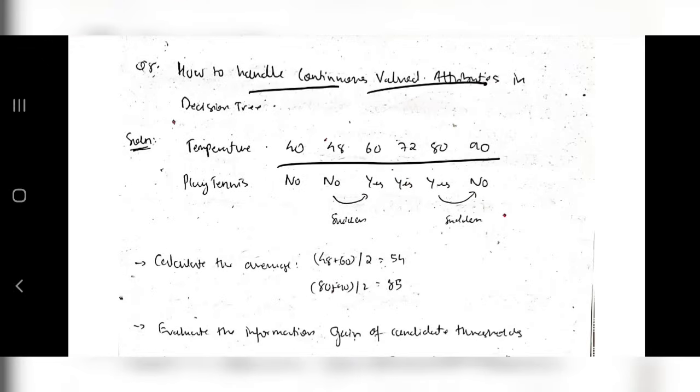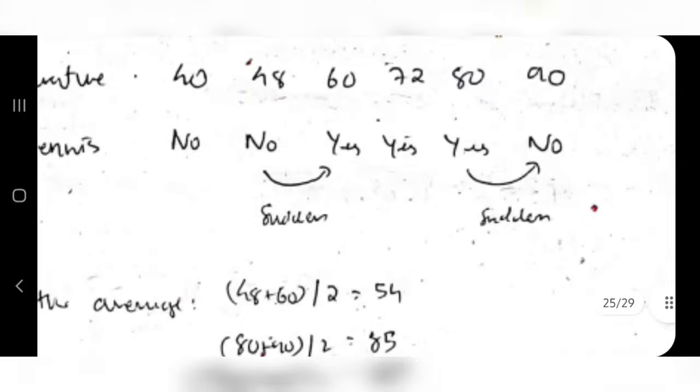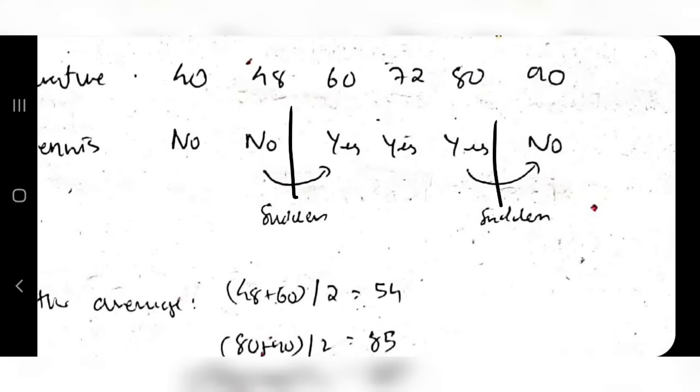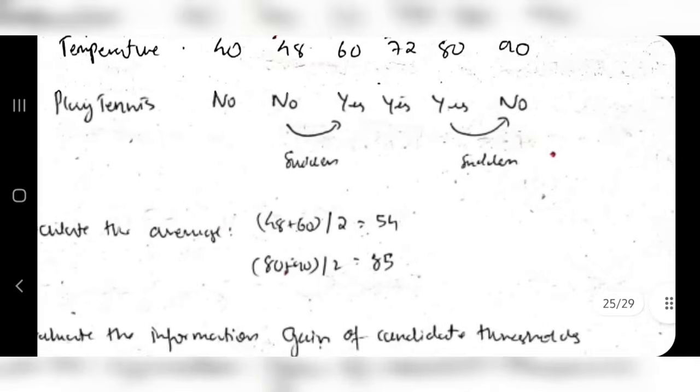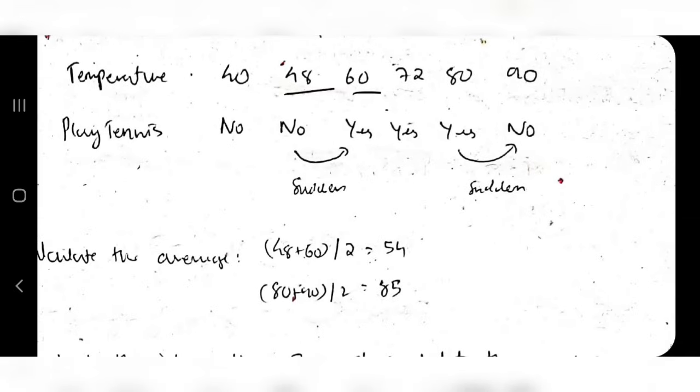Another important question is how to handle continuous values. See, the values are given. Temperature: 40, 48, 60, 72, 80, 90. The play-tennis label is also given. As you can observe carefully, there is a group of no, a group of yes, and again a no, so there is a sudden change here, and here also. So in that case we take 40 plus 60 by 2, which is 50, and it will lie somewhere here. 80 plus 90 by 2 is 85, and it will lie somewhere here.